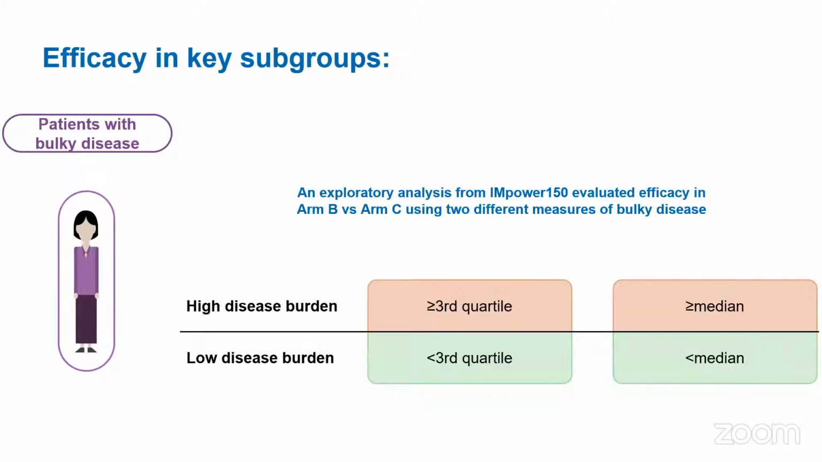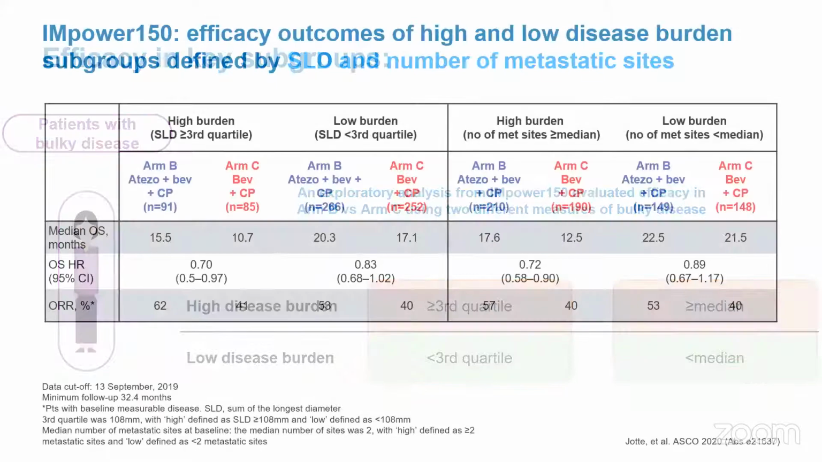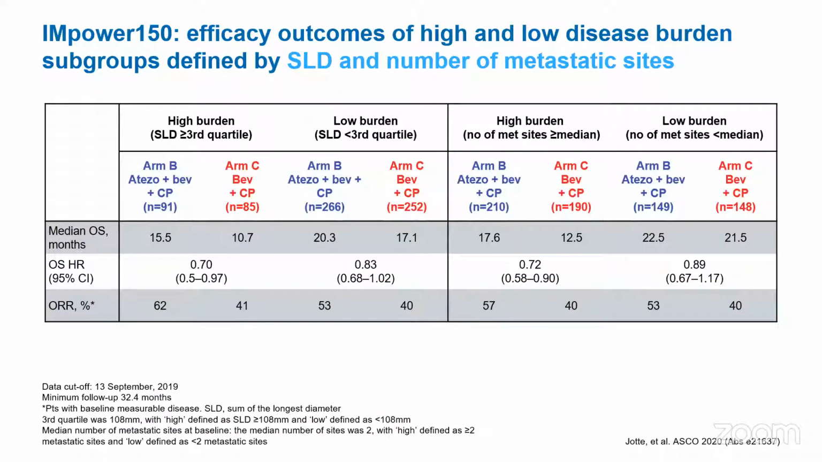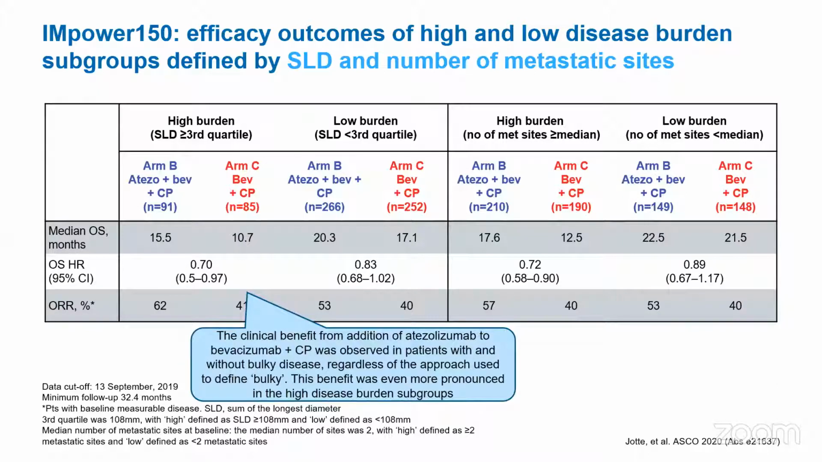Bulky disease was chosen based on 2 parameters, the dimensions and the number of metastasis sites, and it was stratified by the low burden versus the high burden disease arm. And here also it was seen that patients who had a high burden of disease derived better benefit as far as the ABCP arm was concerned.